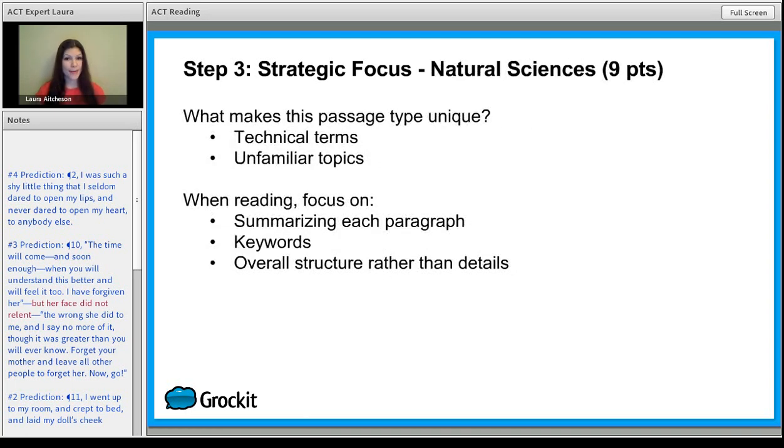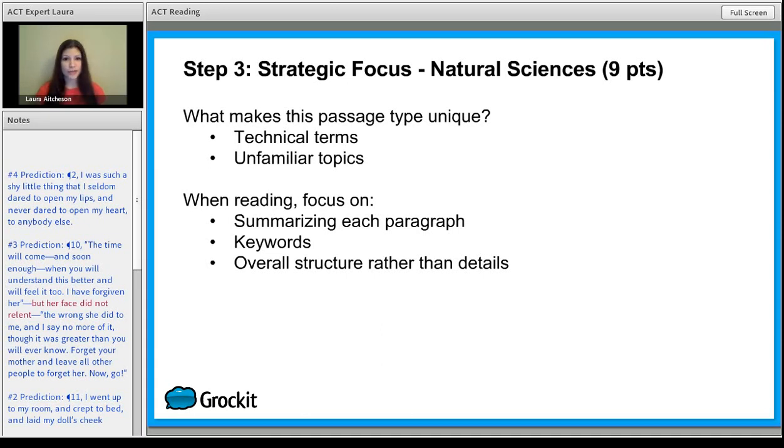Our next passage for strategic focus is not the next one in line. The next one in any section is prose fiction and then social studies, so whatever practice test you're taking, it always goes in that order. But natural sciences is very much like prose fiction in that it's unique.